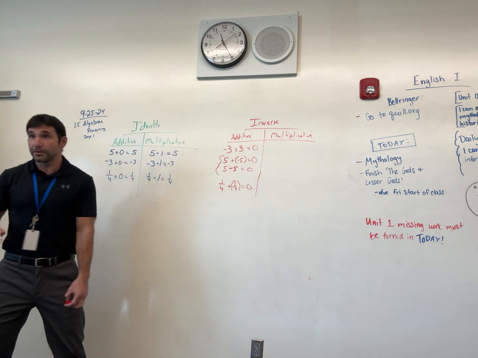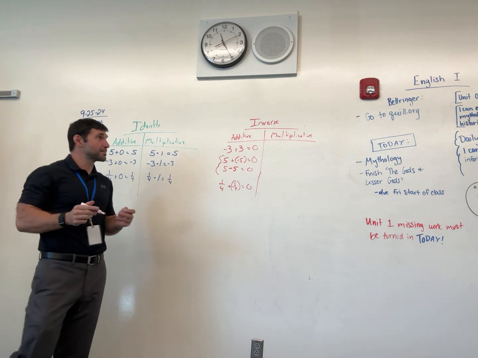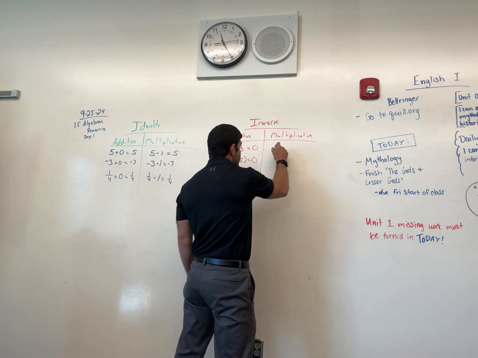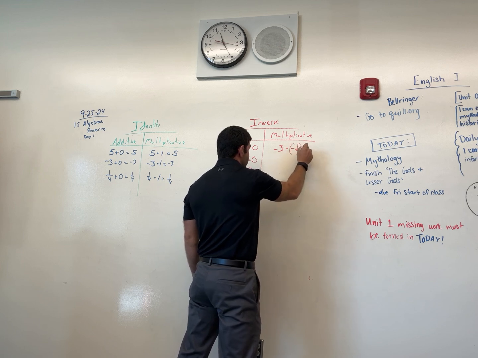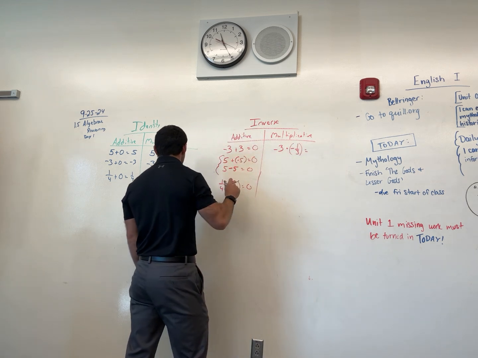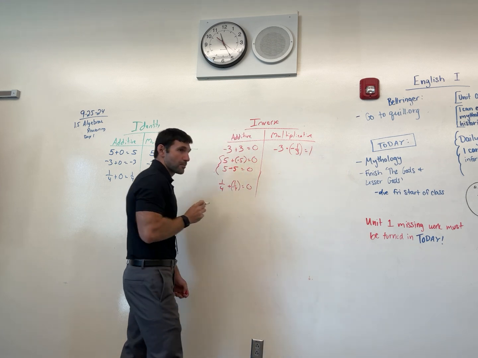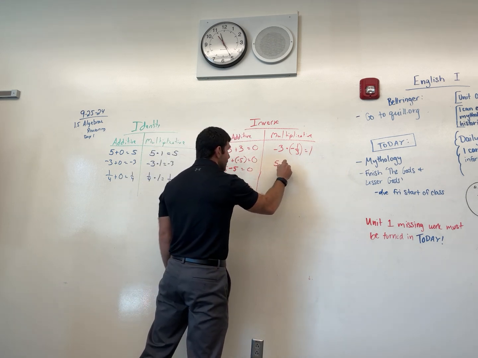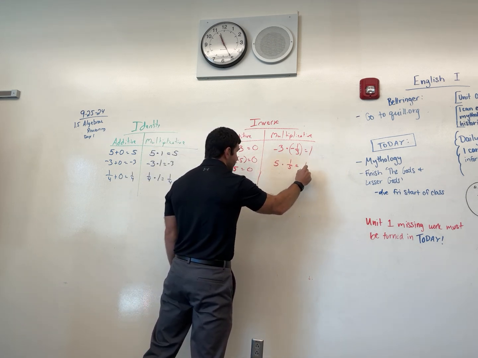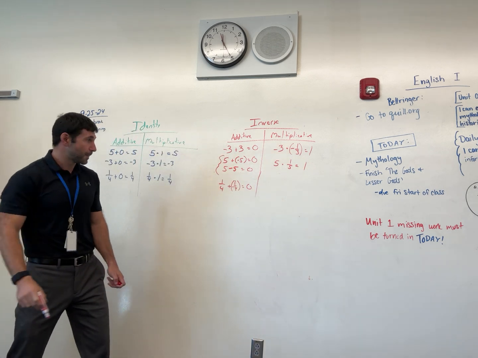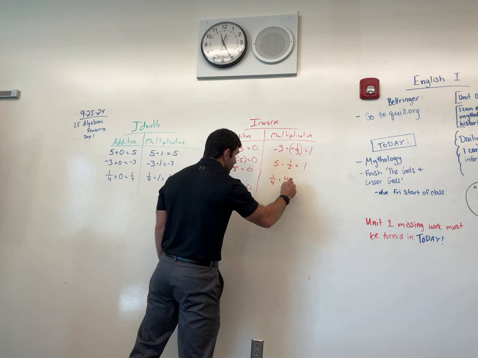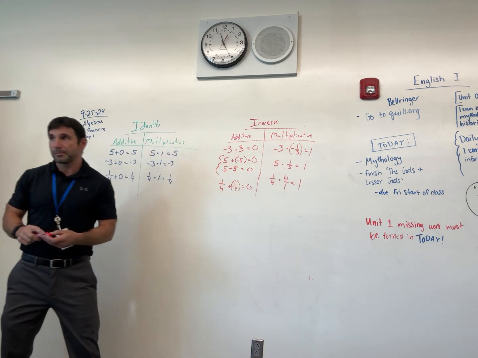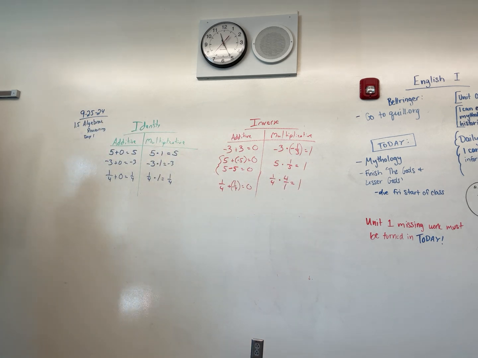The multiplicative inverse talks about the reciprocal. So negative 3 multiplied by negative 1/3 equals 1. 5 multiplied by 1/5 equals 1. 1/4 multiplied by its reciprocal, which is 4/1, equals 1. Those are the inverse properties.